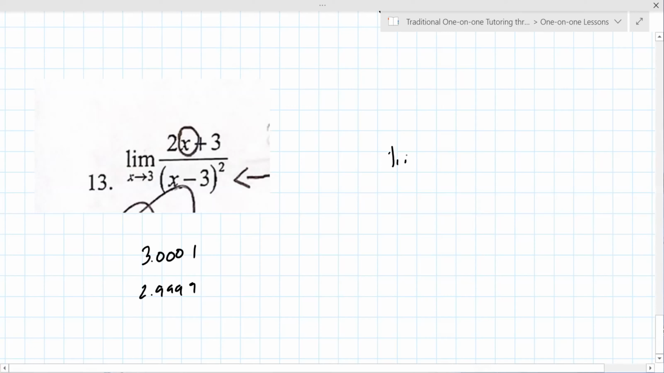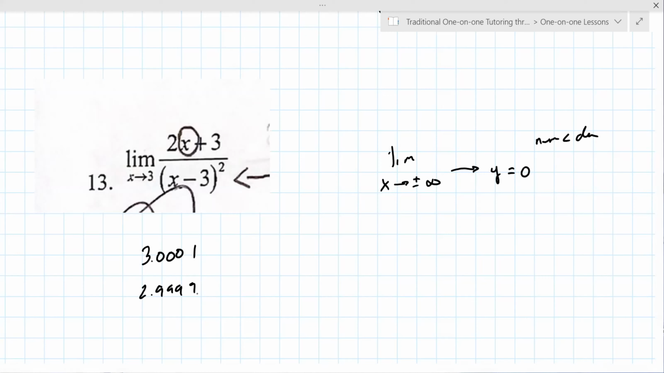If this was asking the limit as x approaches positive or negative infinity, the fact that the numerator is less than the denominator would tell you that this goes to y equals 0. But it's not asking that, it's asking at 3. So what you do is you plug in a number really close to it, and then see what you would get if you plugged in those numbers.